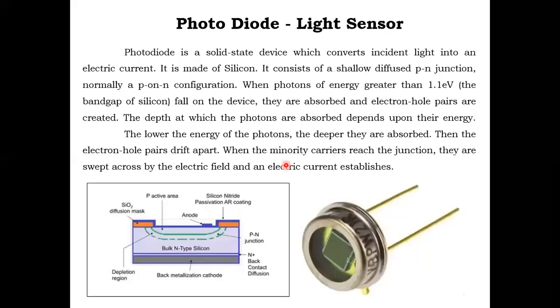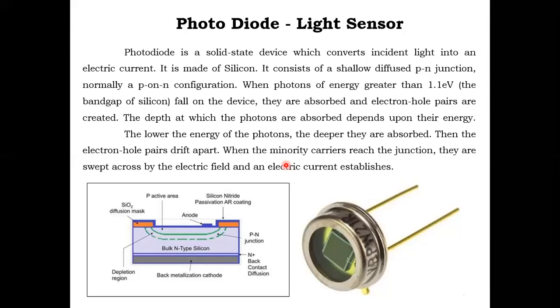Next, the photodiode light sensor. A photodiode is a solid state device which converts incident light into electrical current. It is made of silicon. It consists of a shallow diffused p-n junction. When photons of energy greater than 1.1 electron volt fall on the device, they are absorbed and electron-hole pairs are created. The depth at which the photons are absorbed depends on the energy.